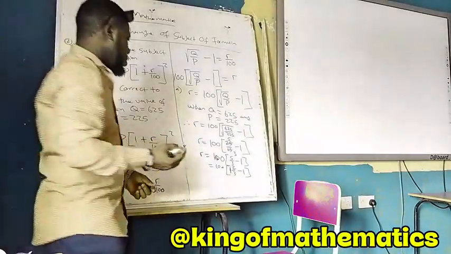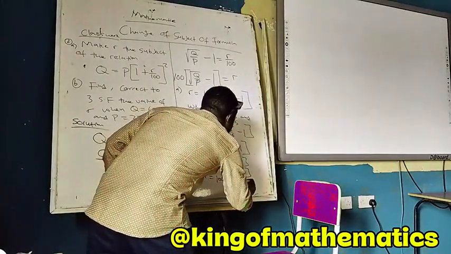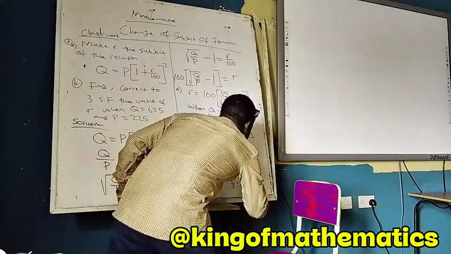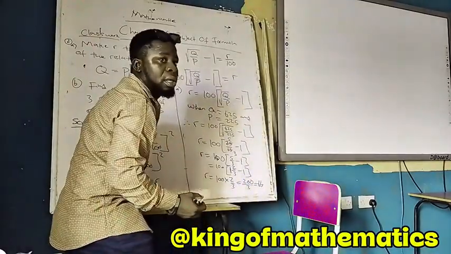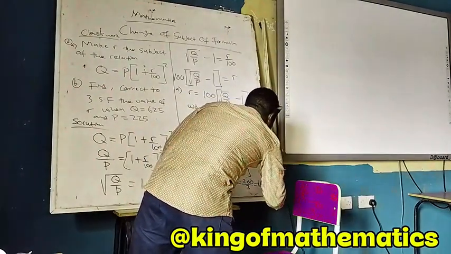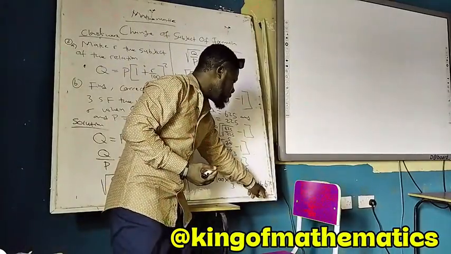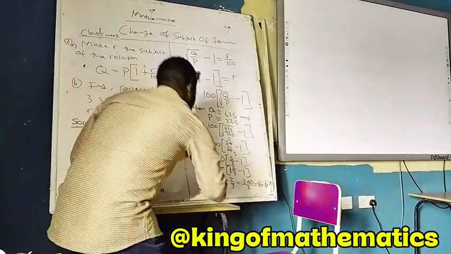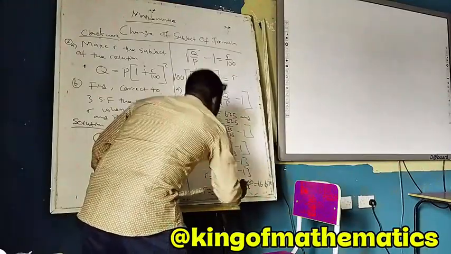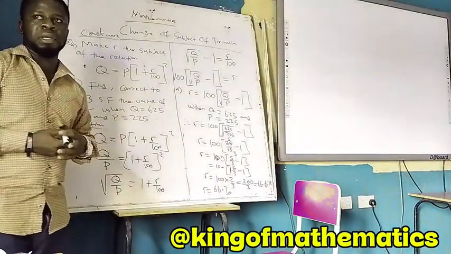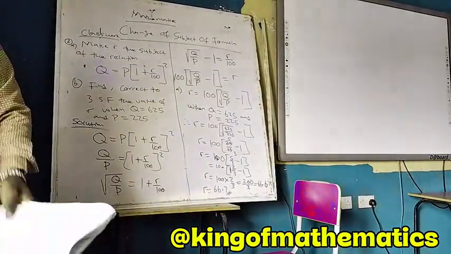Are you with me? So that means R is equal to 100 times 2 over 3, which is 200 divided by 3. And what's that giving us? 66.67. We have to put it to 3 significant figures. We count 1, 2, 3. The next number is 7. So the final answer for R equals 66.7. So that's how you solve it. Any question? No. All right.